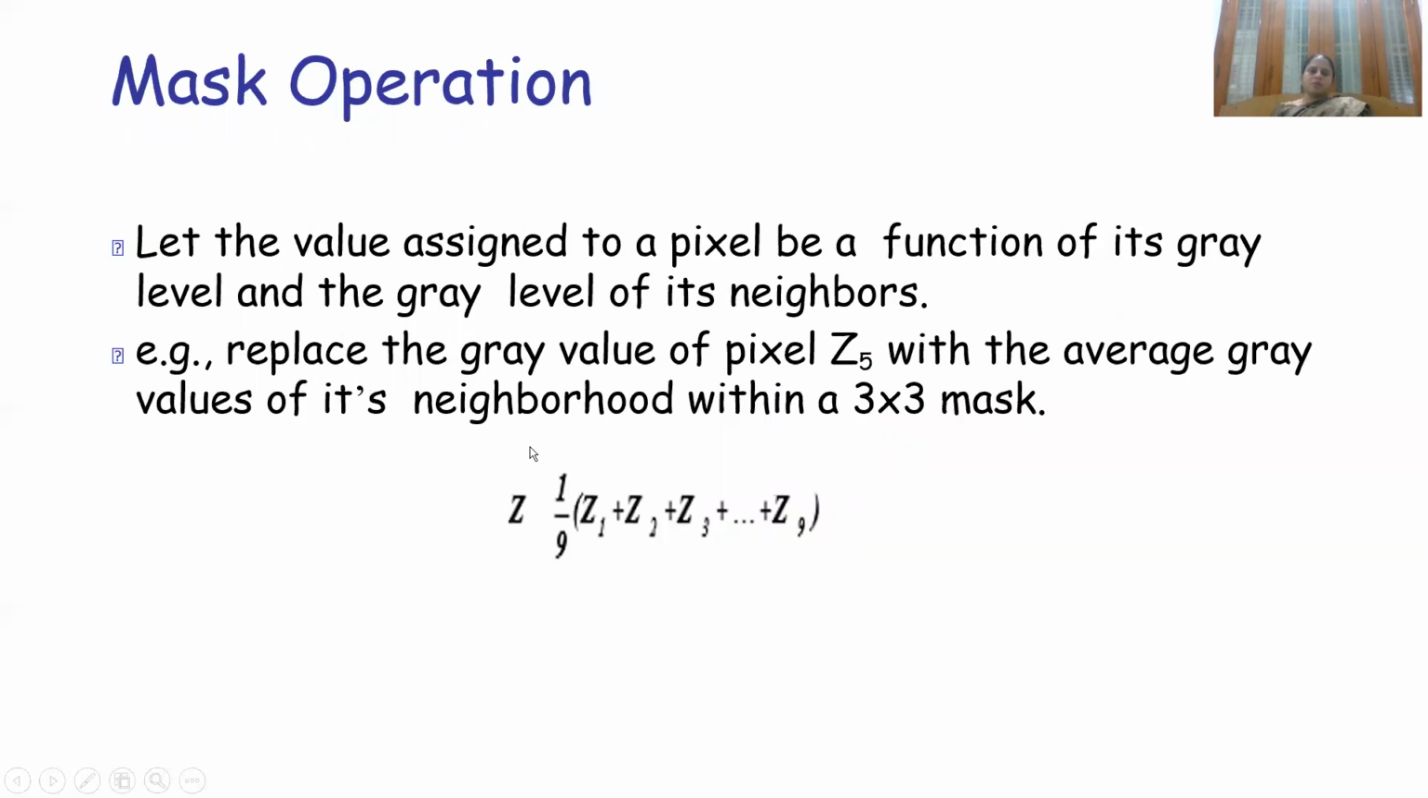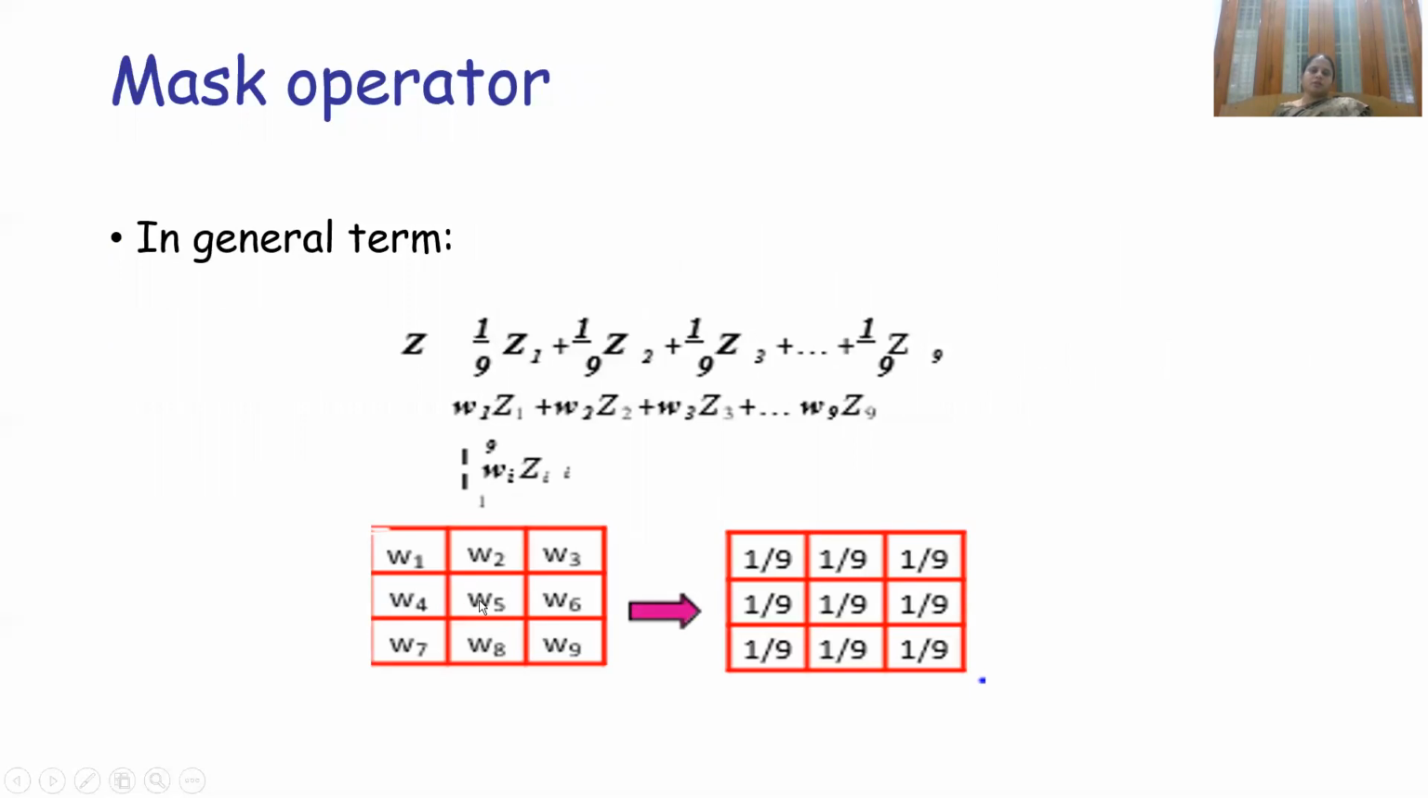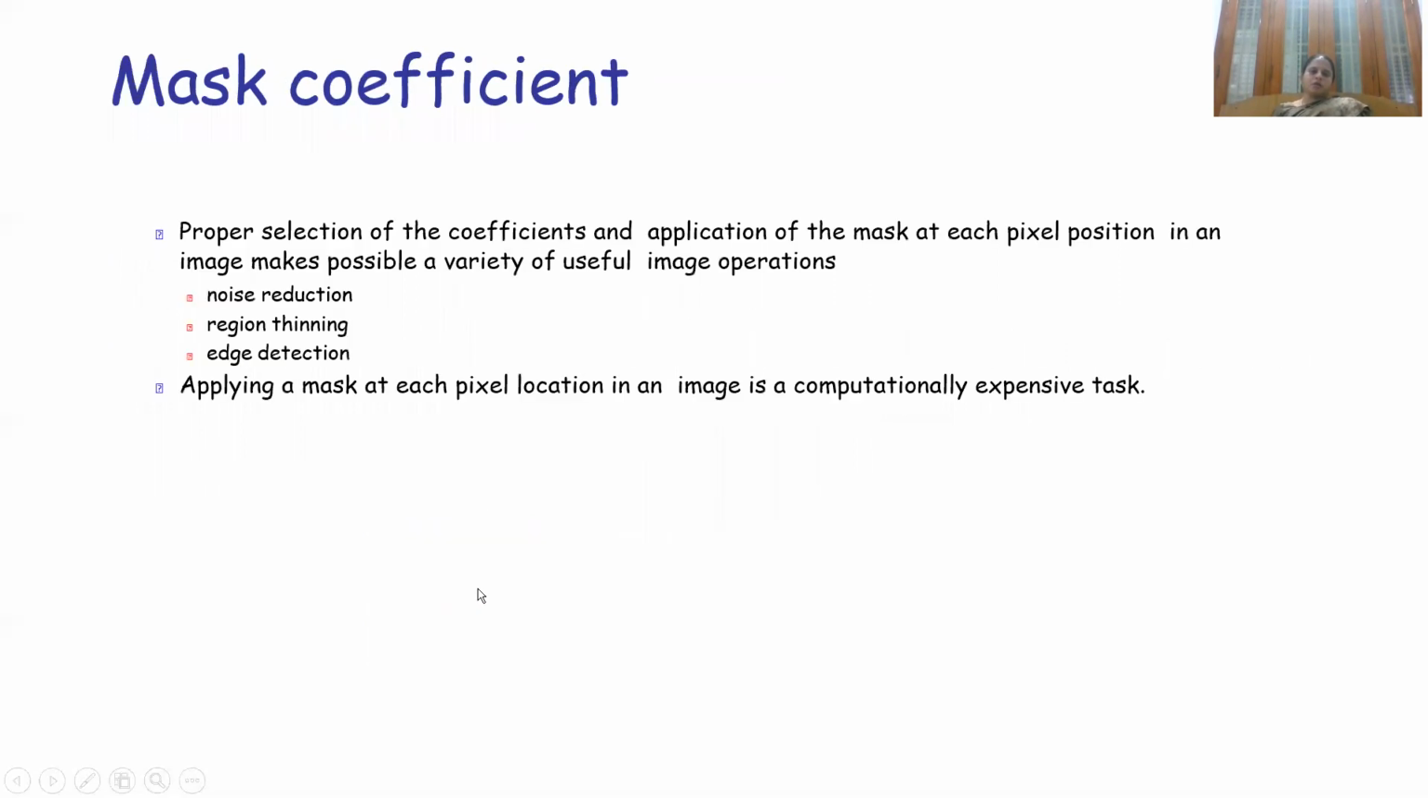One example I am telling here. For example, we have a total of 9 pixels, 3 cross 3. Here we can take 1 by 9. That is an averaging operation: averaging over all the 3 cross 3 pixels, and we are going to replace the center pixel Z5 with the average value. In general terms, these are the weights we are representing. This average value is nothing but the weight, Z represents the gray level, and the sum is weight into Z, summation 1 to 9, over all the pixels 1, 2, 3, 4, 5, 6 like that, and we apply the average value on the Z5 pixel, the center pixel.